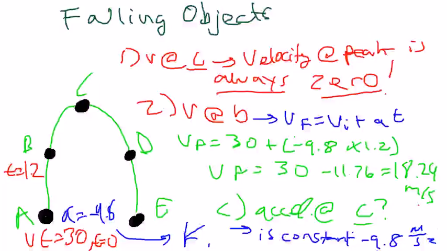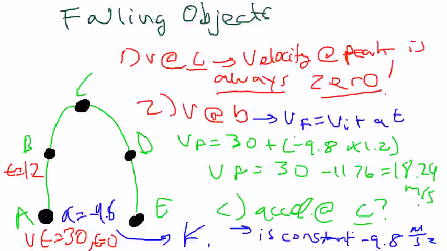The first question asks what's the velocity at point C, and since we know the velocity at the peak is always 0, the velocity at C, which is a peak, is also 0. And the second question asks what's the velocity at point B.